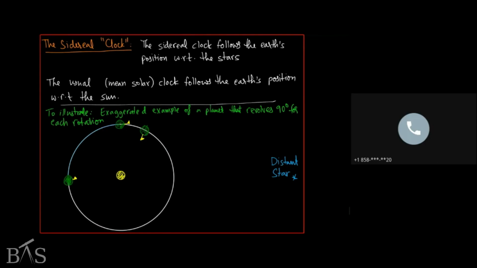Okay, so now we will explain what the sidereal time means. So how much does an LST change in a day? The answer is, while the local solar time or local mean time changes by 24 hours in a day, the local sidereal time actually changes by a little more than 24 hours in a day. Okay, and I'll explain why.